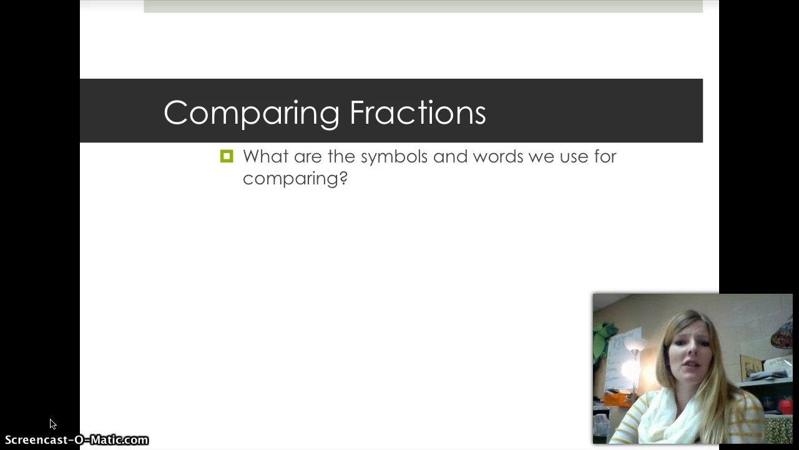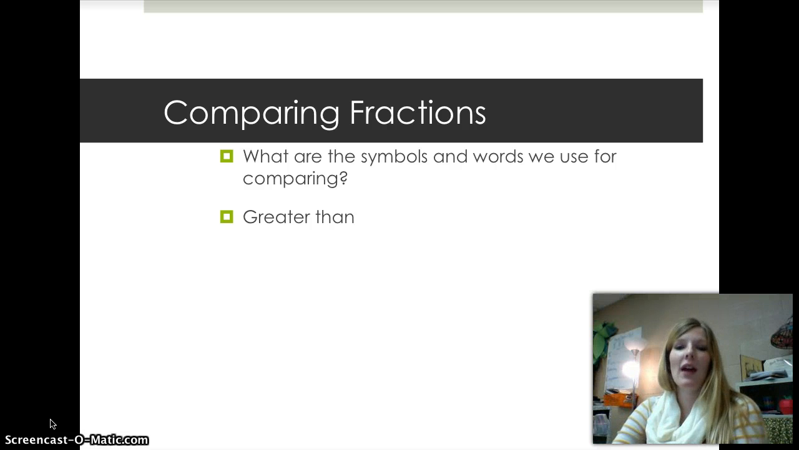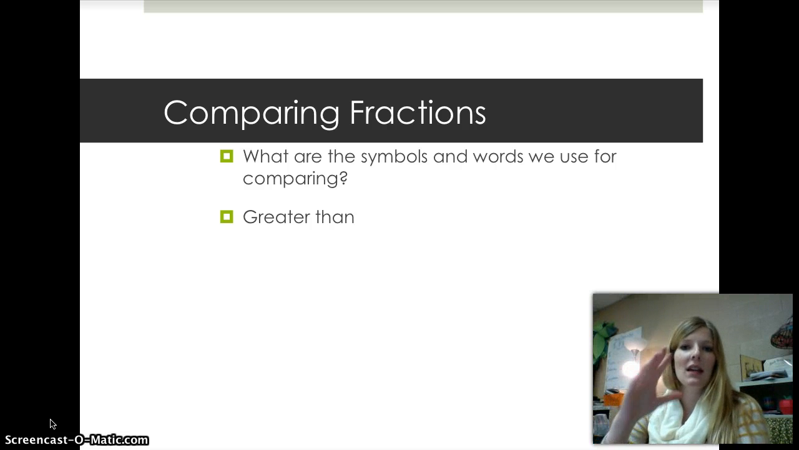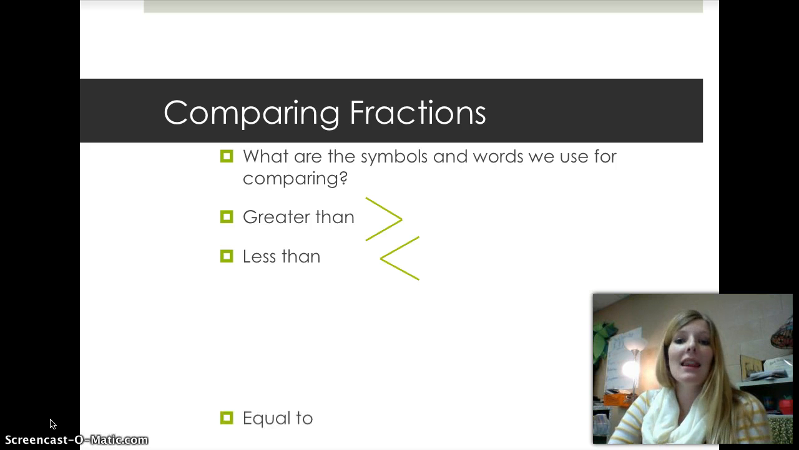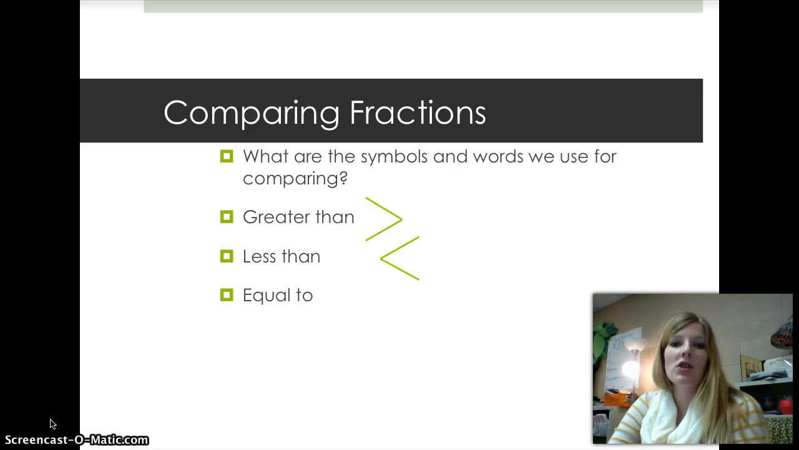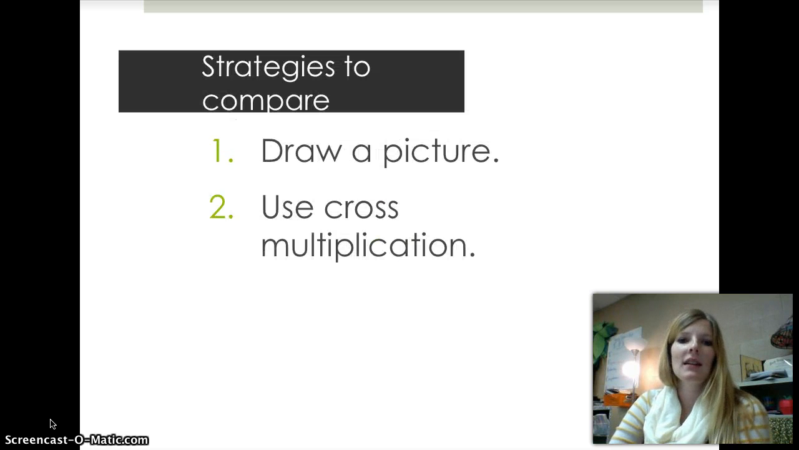Okay, comparing fractions. So what are the symbols and the words that we use for comparing fractions? We have greater than, so that would be our alligator jumping. We have less than, the symbol that looks like this. And then we also have equal to. Two fractions can be equal, and we use the equal sign for that.